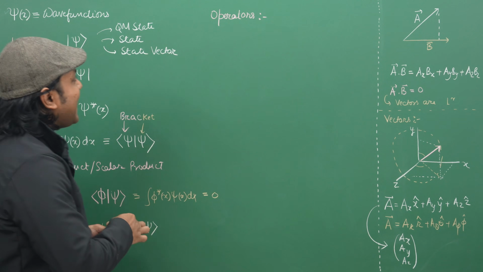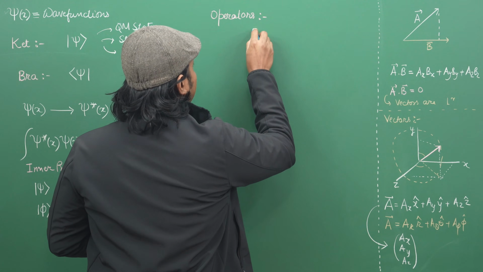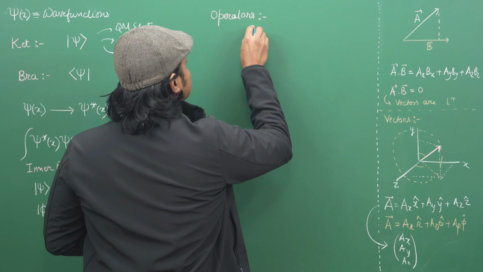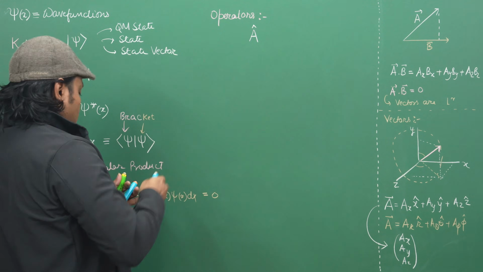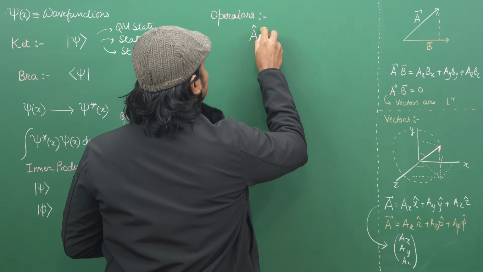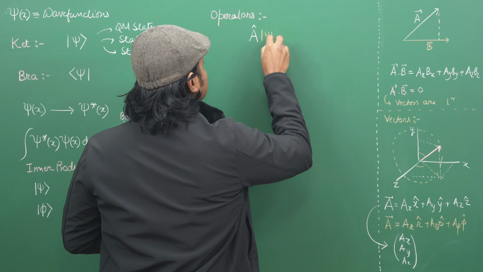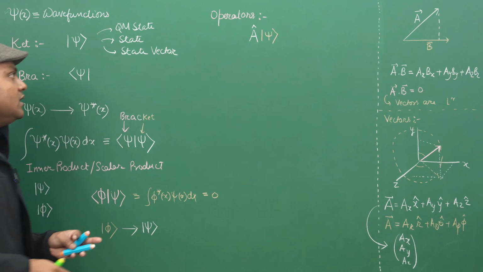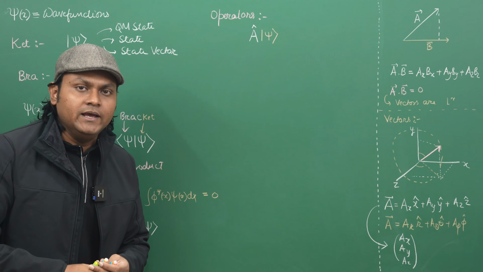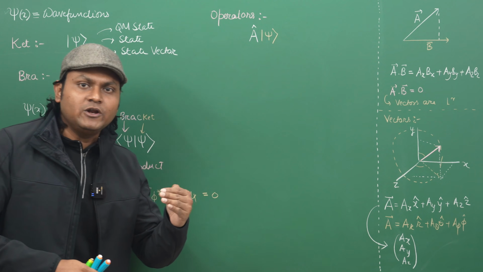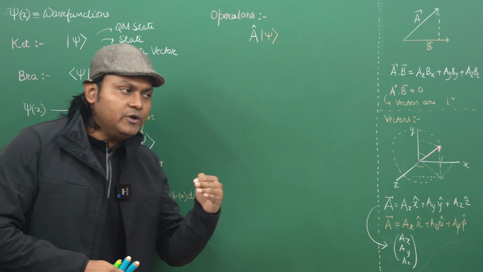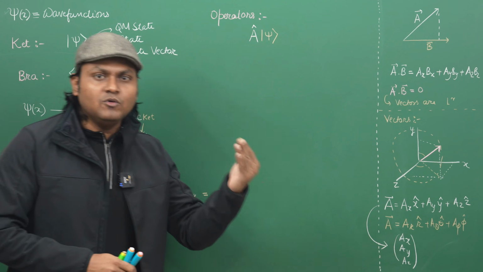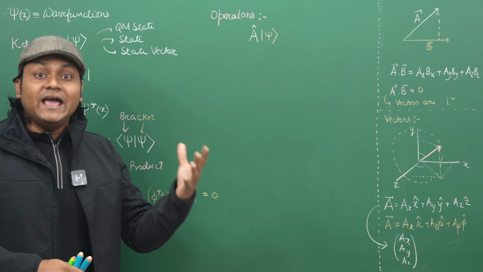So for example, if I had some kind of an operator, let's suppose A, and we usually represent these operators with a hat on top, and this operator is acting on a ket, let's suppose psi. Now this A could be anything. It could be an operator for energy, momentum, position, angular momentum, spin angular momentum, etc.